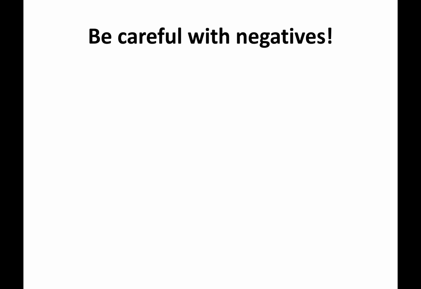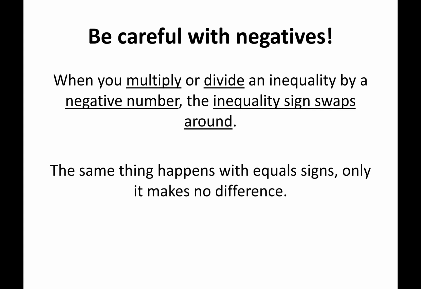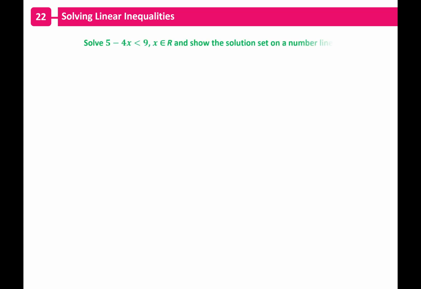When you're solving linear inequalities, you must be careful of your negatives. If you multiply or divide an inequality by a negative number, your inequality swaps around. This means that if you divide by a negative number or multiply by a negative number, you must flip your inequality. The same thing actually happens with equal signs, except it makes no difference. Let's look at an example.